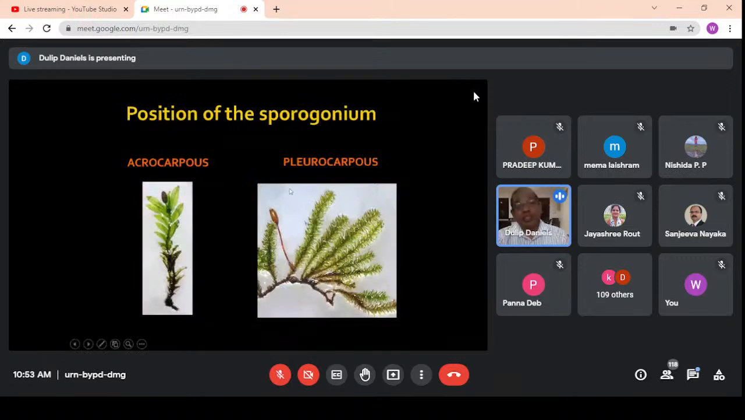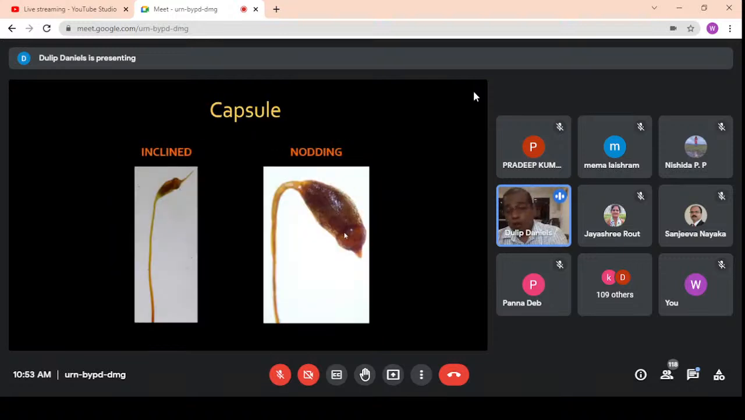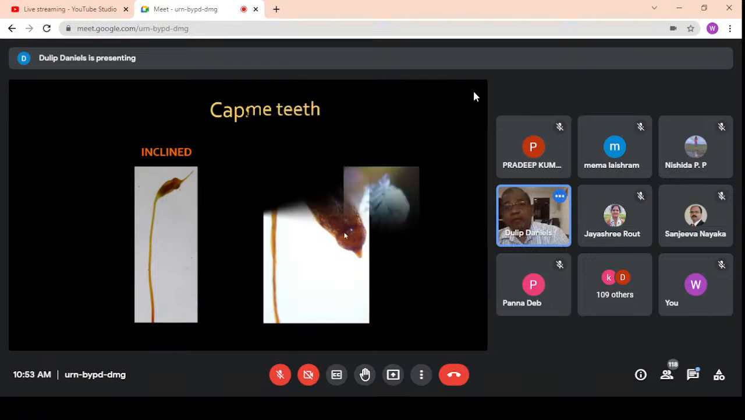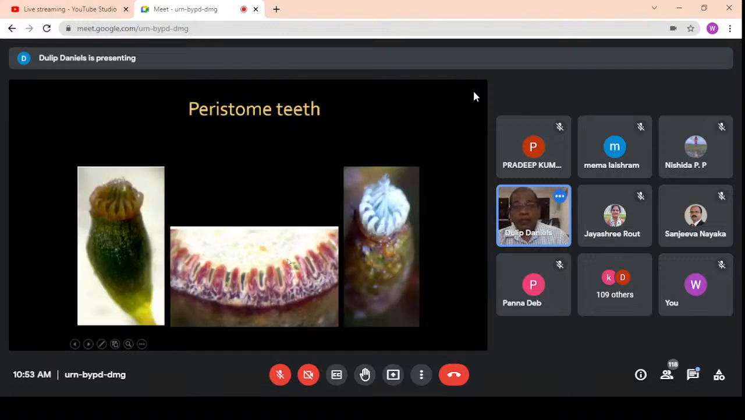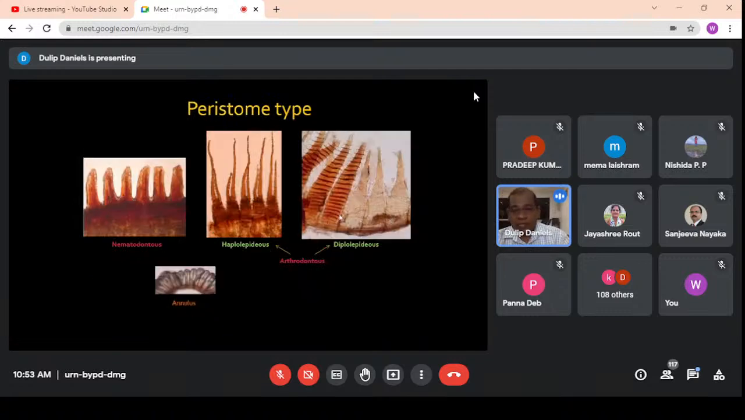Position of the sporogonium divides the mosses into two groups, acrocarpous and pleurocarpous. Then the position of the capsule: they could be erect, pendant, horizontal, inclined, nodding. Look at the peristome, unilayered, double, I can show you the next. Haplolepidous, diplolepidous, where there are two rows, one row, and this is typical of Pogonatum.